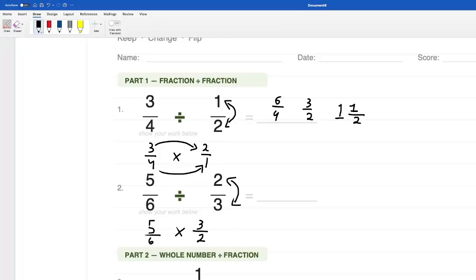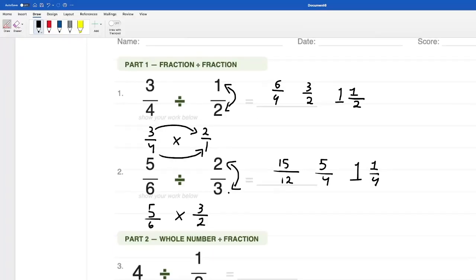All right. And what is that going to give us? It's going to give us 15 over 12. And again, go ahead and try to simplify this. Is there a number that goes into both 15 and 12? Well, yes, there is. It's going to be 3. So we're going to write 5 over 4. And again, if we were to write it as a mixed number, it's going to be 1 whole, and then 1 over 4.